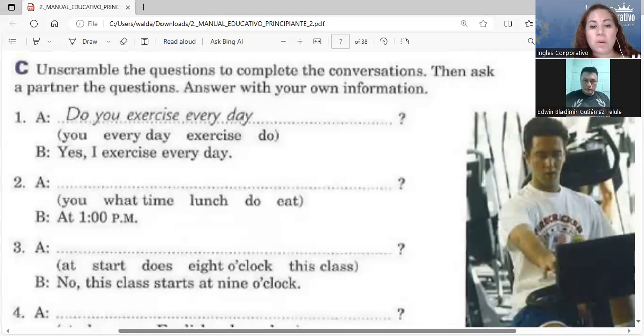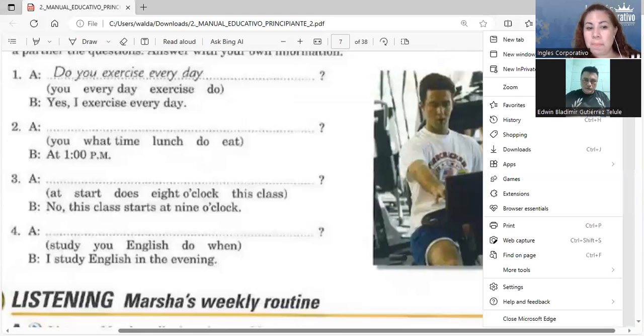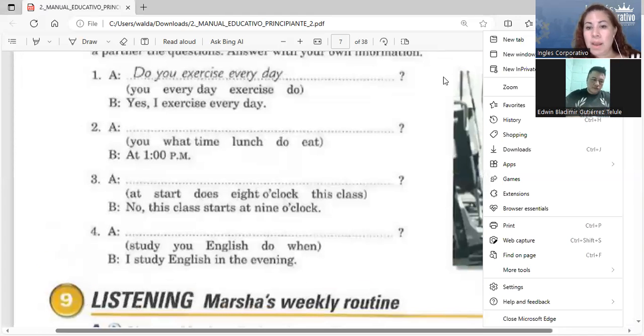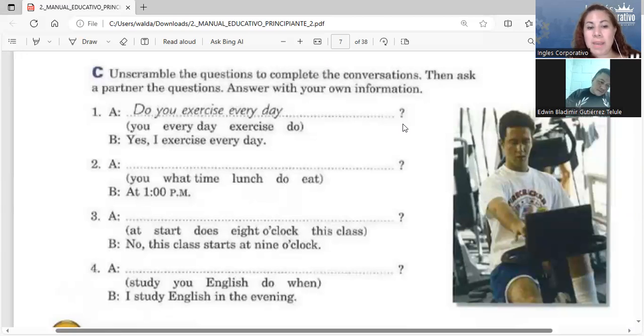Excellent. So now we are going to work on this activity. We're going to make questions. What you have to do is put the words in parentheses in the correct order. For example, do you exercise every day? The answer is, yes, I exercise every day. So I want you to complete these questions, numbers 2, 3, and 4, using the words in parentheses. Just put them in the correct order. Okay.